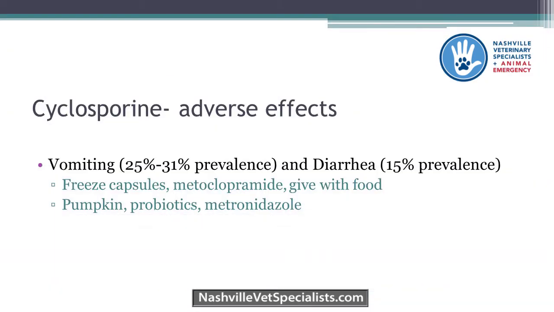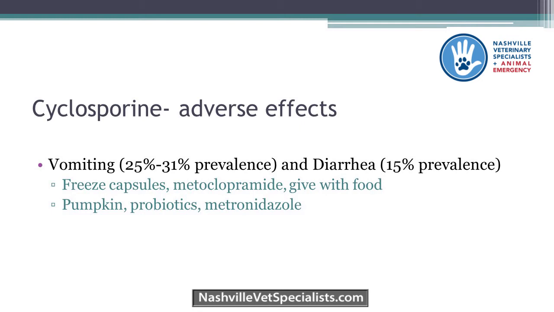Adverse effects. Vomiting is going to happen in 25 to 31% of patients that take it for the first time. That's a third. That's a lot. So we talked about potentially things that can mitigate this: freezing the capsules, metoclopramide, Cerenia, Zofran, giving it with food, maybe. But those are things you can think about. If it's a dog that the owner's like, they throw up on cephalexin, you might be like, okay, maybe we should send home some Cerenia prophylactically.